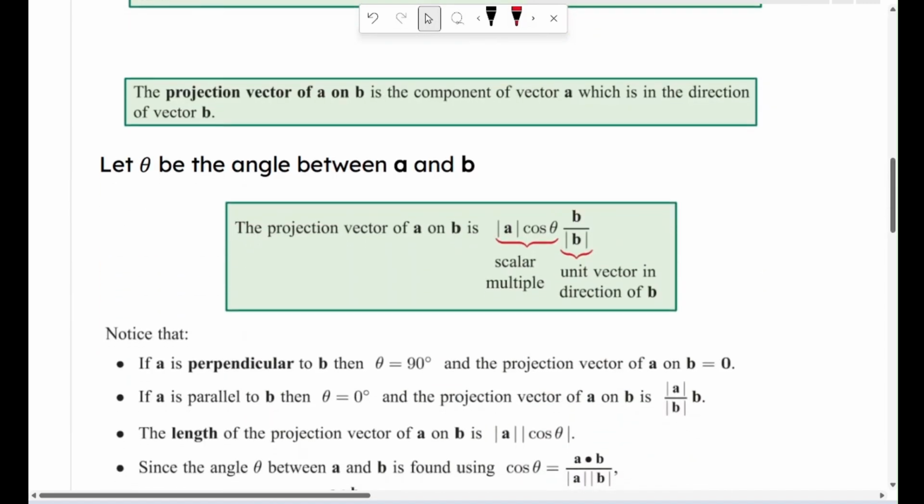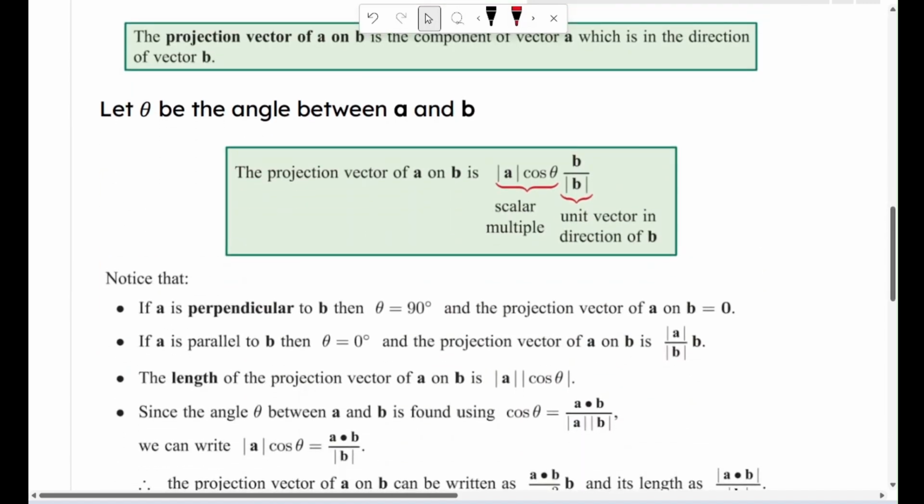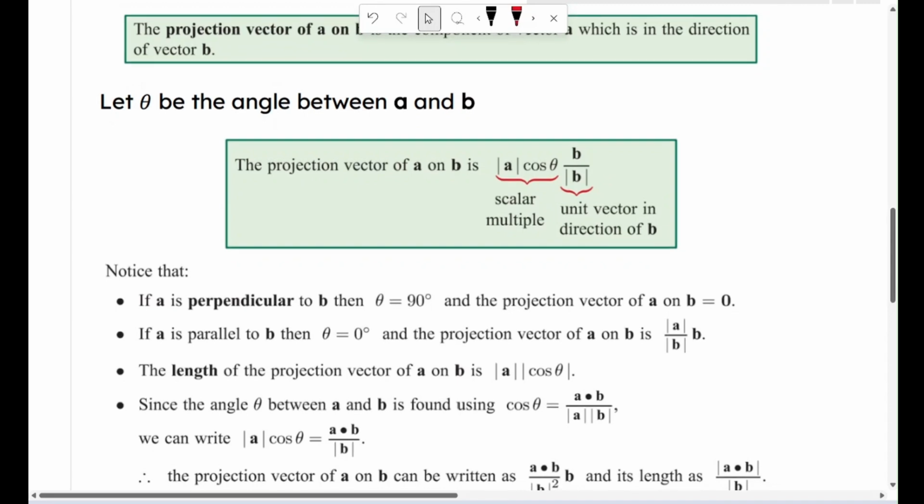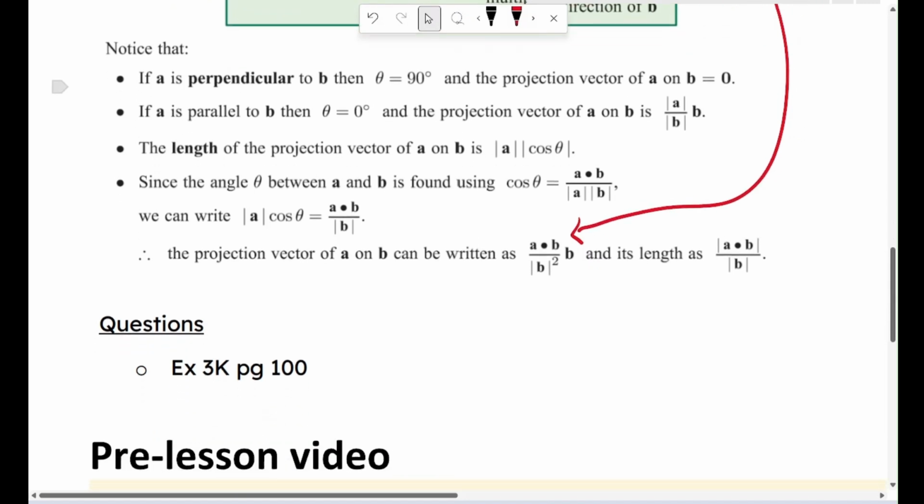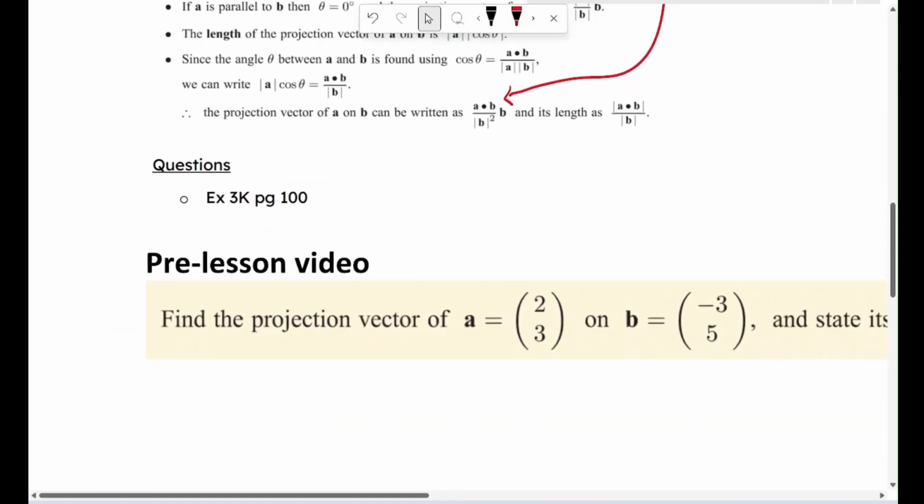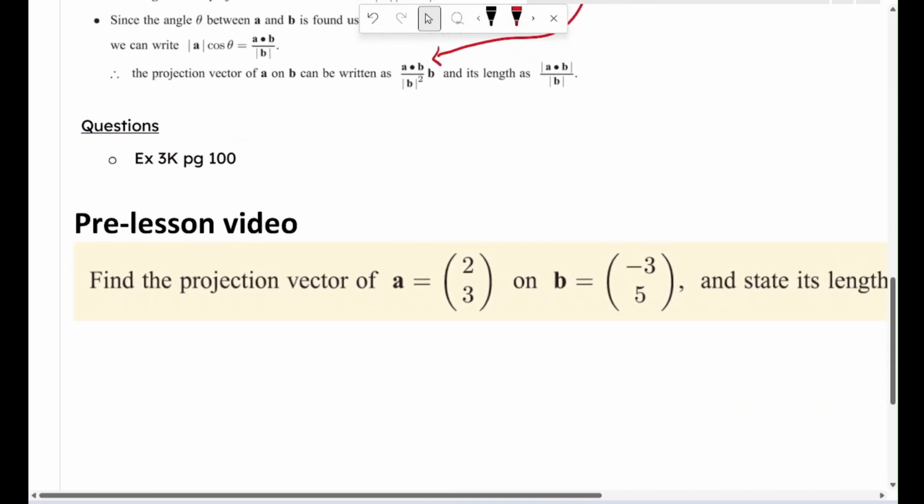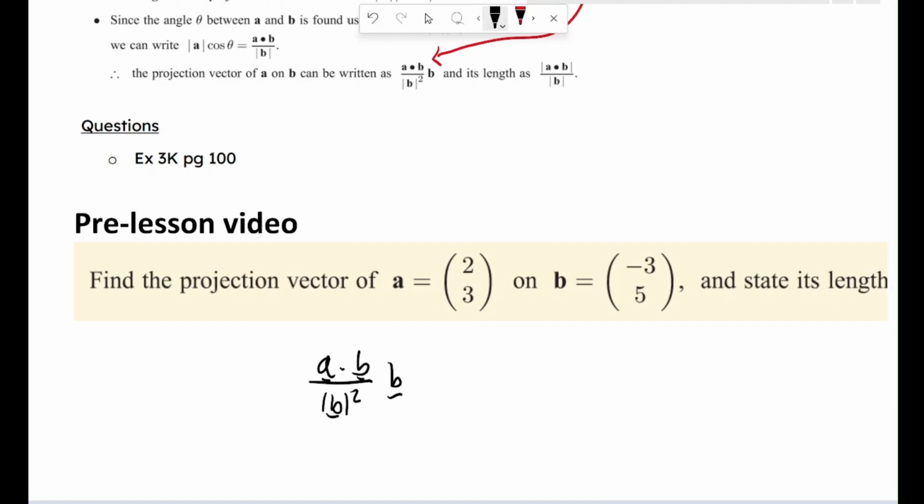Okay, so there's a formula for it. There it is. But using what we learned from last time, because we know cos of theta equals a dot b over mod a and mod b, you can actually rearrange this formula to get this one down here, which is the one that you'll use more often than not. So let's see if we can find this. So we're basically going to be using this formula, a dot b over mod b squared times the vector b, and that's going to give us our projection vector.